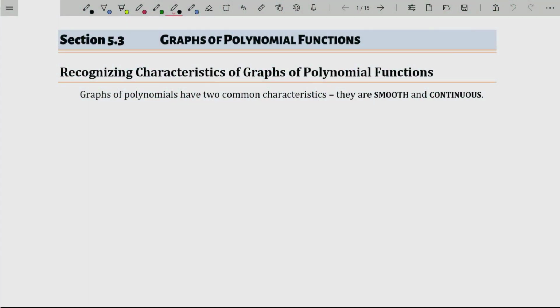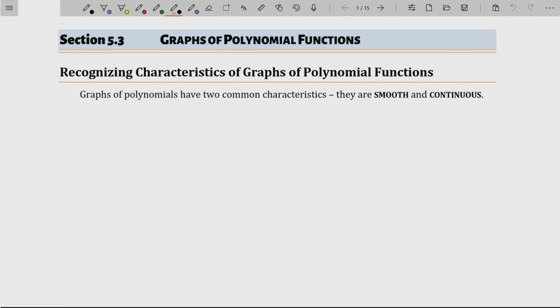Hello, my name is Roy Simpson, professor of mathematics at Cosumnes River College in Sacramento, California. In this lecture, we're going to start into the graphs of polynomial functions as treated as if you were straight out of an Algebra 2 course, which is intermediate algebra.